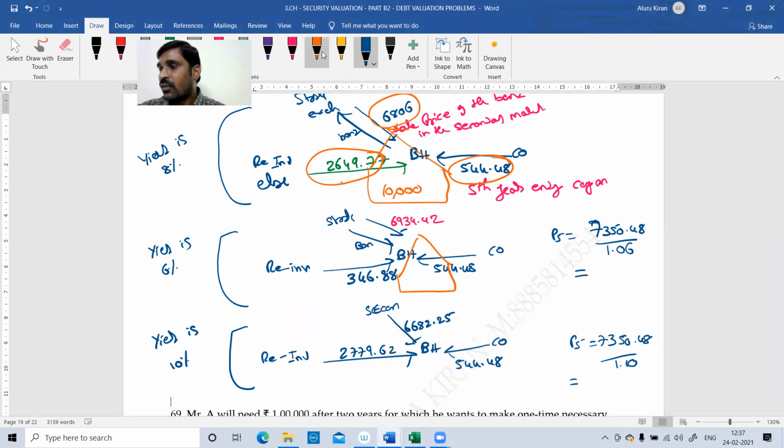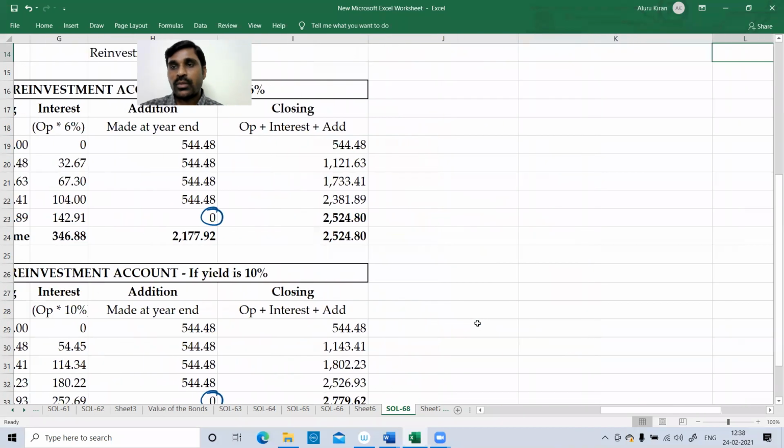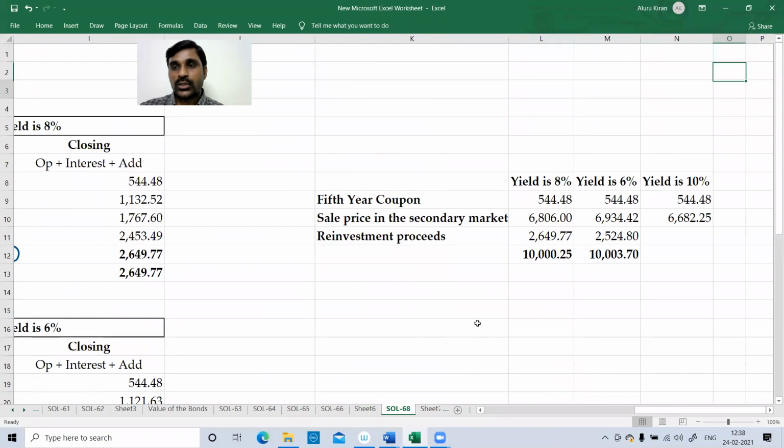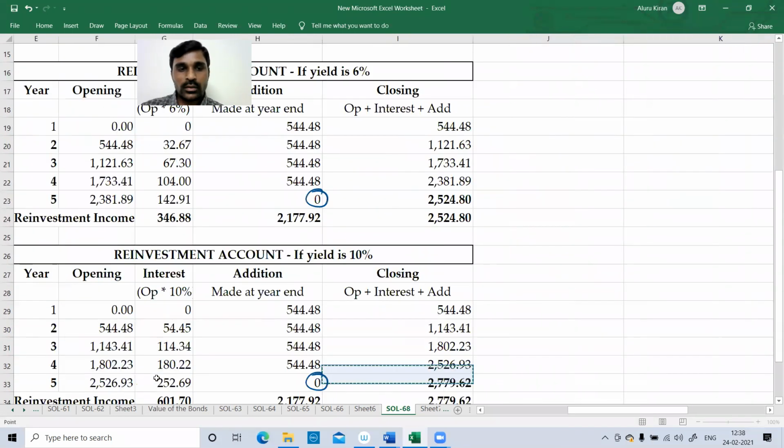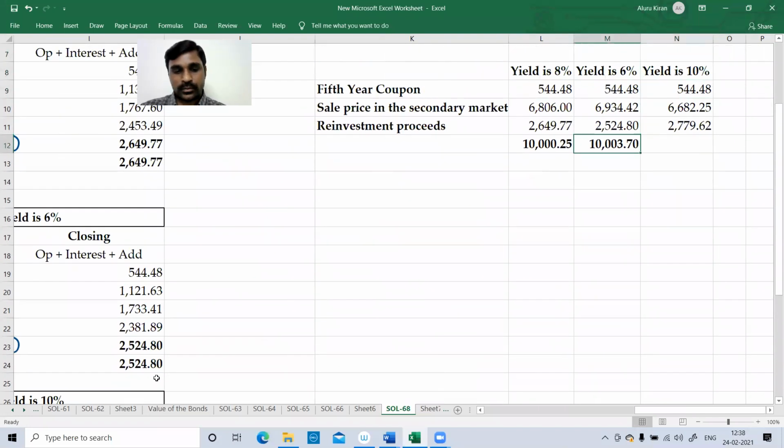2,779.62. Now check whether all the three together become 10,000 or not. Check it out. So this is our cash flow at maturity. How much have we received as coupon? Reinvestment, 2,779.62. Okay.